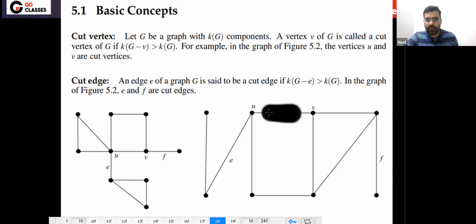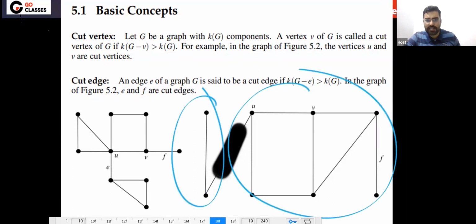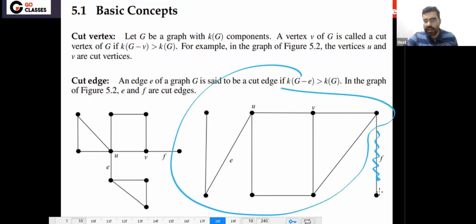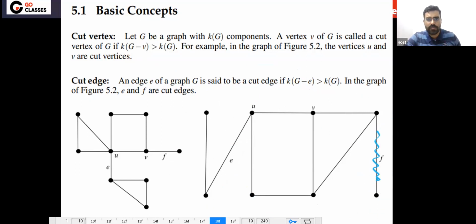What about this edge? If I remove this edge, then this is not a cut edge. What about this edge? Yes, this is a cut edge. See, very simple. If I remove this edge, I will get 2 components. Similarly, if I remove this edge, I will get 2 components, this component and this component. So this is the concept, very simple. For a cut vertex or cut edge, the number of components should increase.